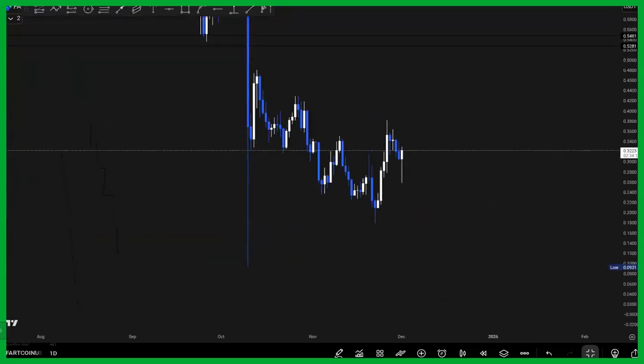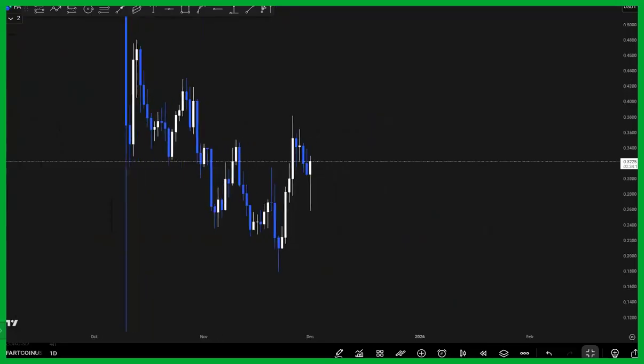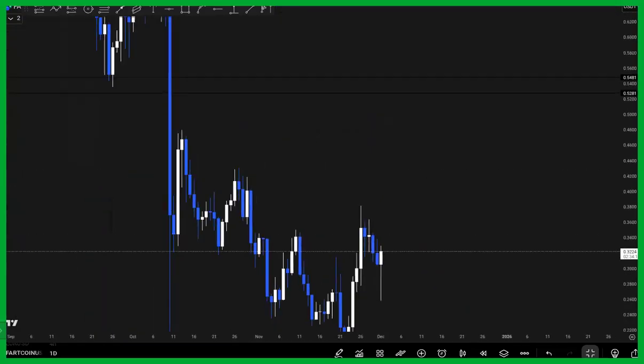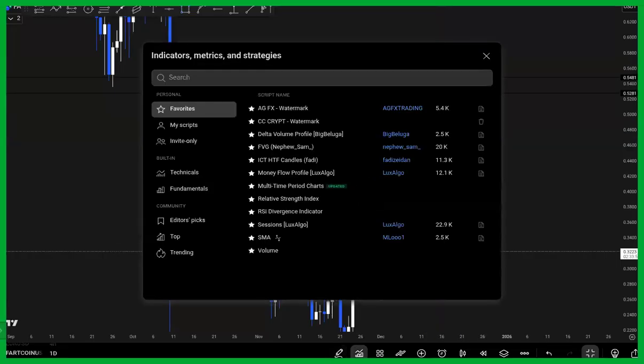So now, how do we identify a rejection block? We identify a rejection block based on the wicks of candles. Take for instance, you just need to take your rectangle and take it over to the wick of a particular candle of the higher time frame. And with that, I've got my rejection block.